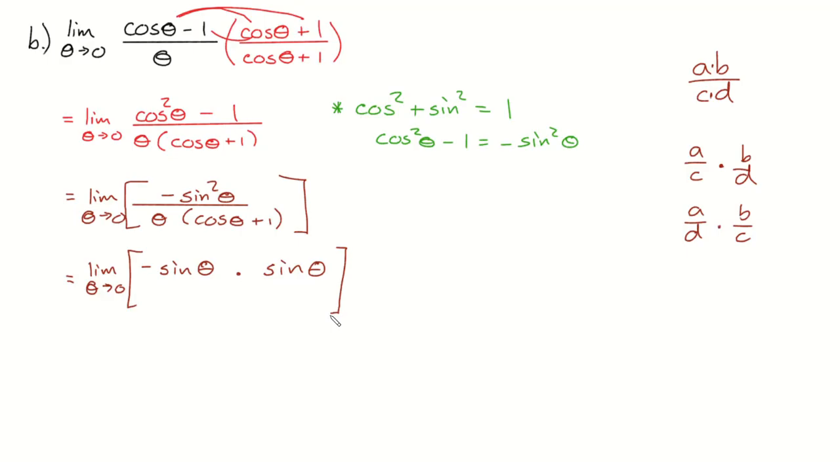What are my options for the denominator here? Theta or cos theta plus 1, right? It doesn't really matter. They're both the same. Cos theta plus 1. Have I cheated yet? I'm just rearranging.